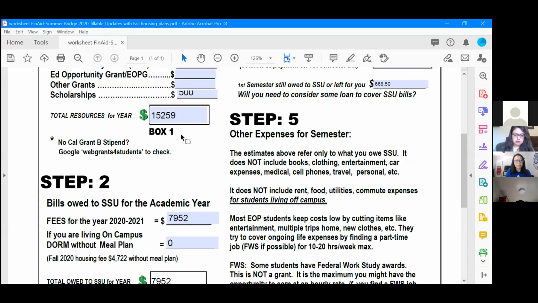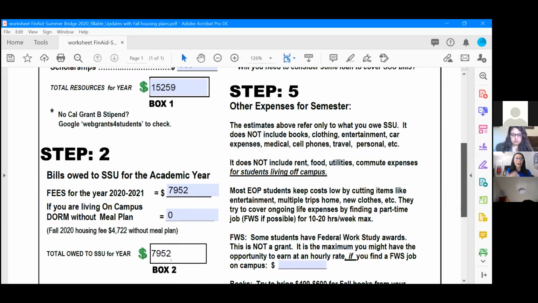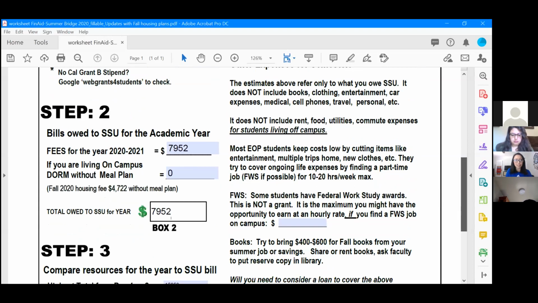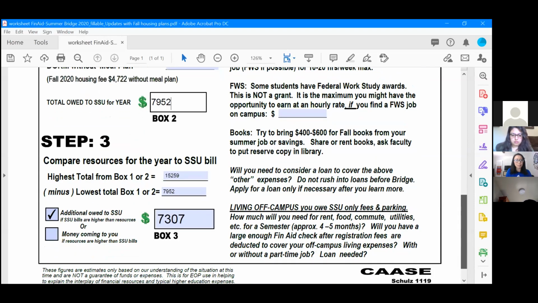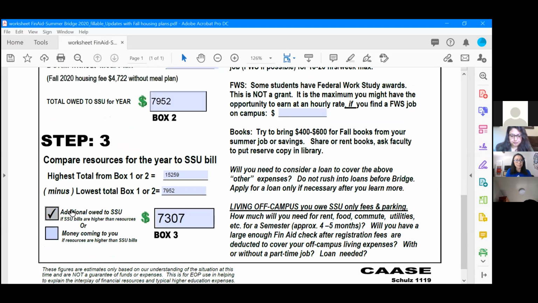You see here, my grants and scholarships, I have roughly $15,000. So I know I'm going to actually receive money back. Hey, that's amazing. So let's look at step 3. My highest amount is from box 1, which is my grants and scholarships, minus my lowest amount, which is the tuition and fees. So I know that money is coming to me, okay?